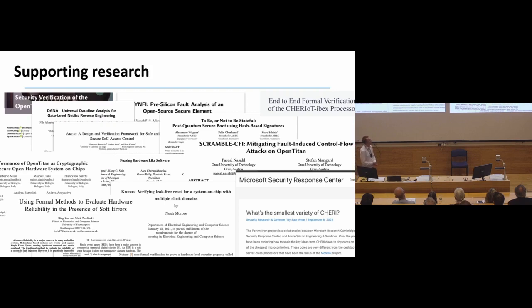And then we've had many companies pick up designs that we've produced. So Microsoft picked up the IBEX core, extended it with CHERI extensions. But we know that IBEX and other parts of OpenTitan have appeared in many industrial designs since its release.